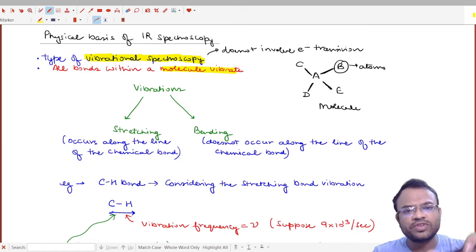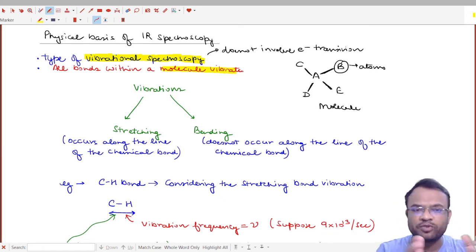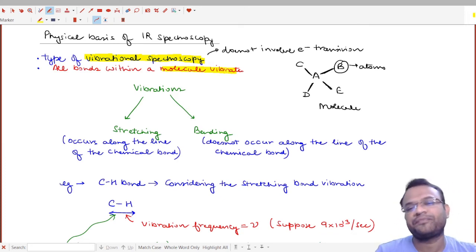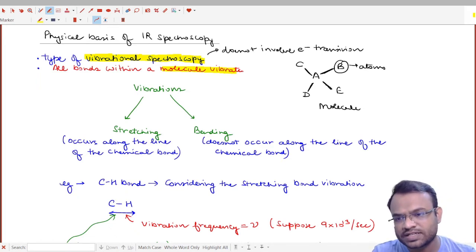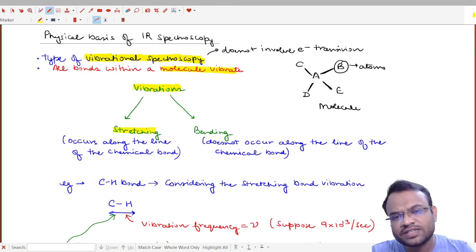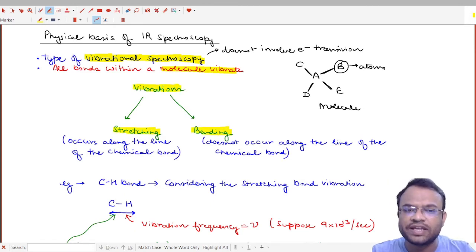It has nothing to do with the infrared spectroscopy as of now. I would be connecting it later on. Okay, so these vibrations can be of two types. Understand this, that the vibrations can be of two types. What are the two types? One is the stretching vibration and one is the bending vibration.